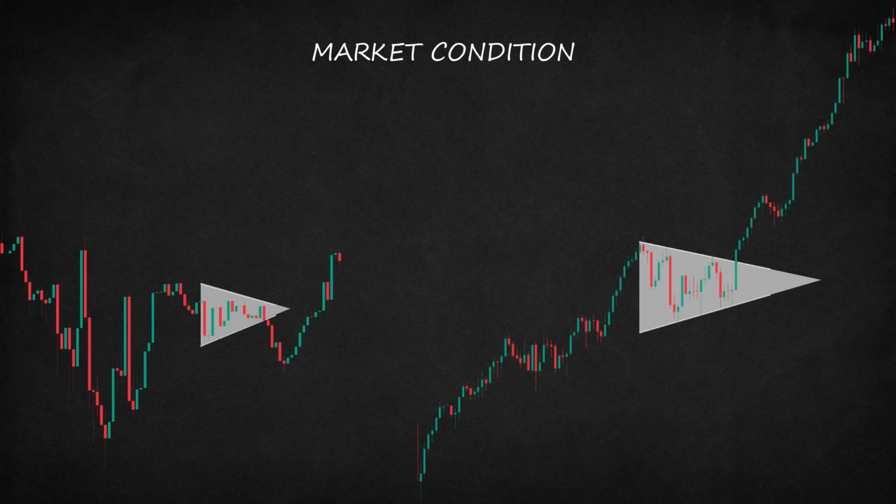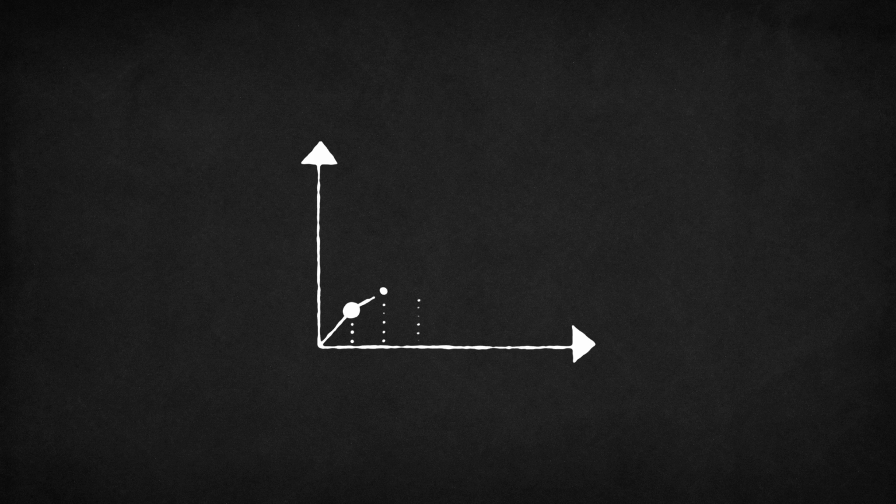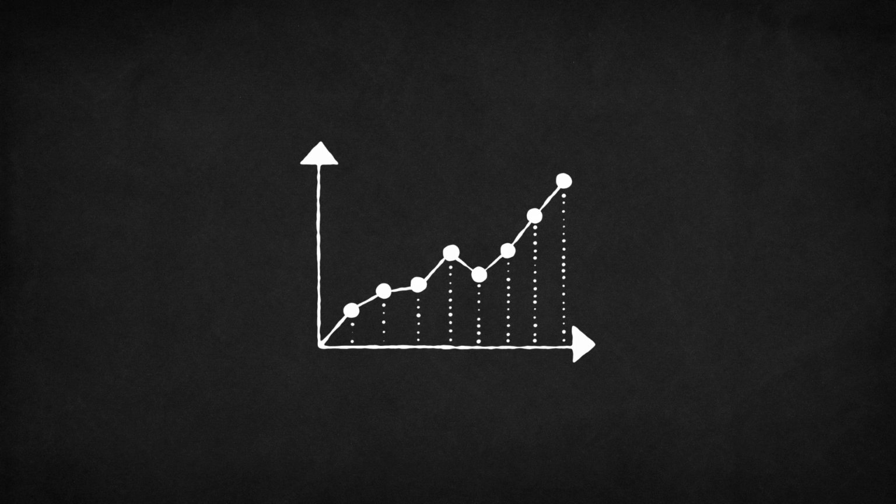On the right side, we have a symmetrical triangle on a ranging market, while on the left side, we have a symmetrical triangle on a trending market. This small difference can lead traders to a huge difference in results.